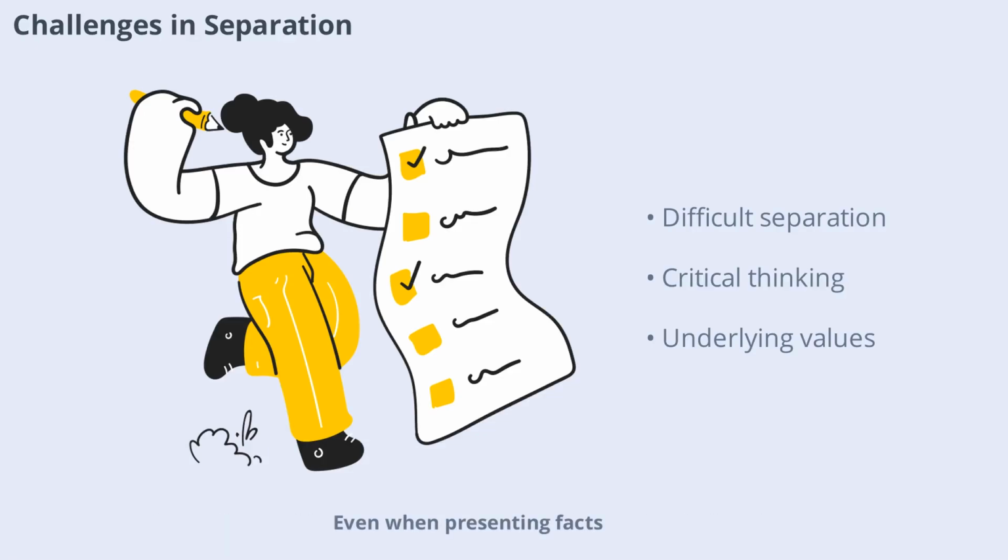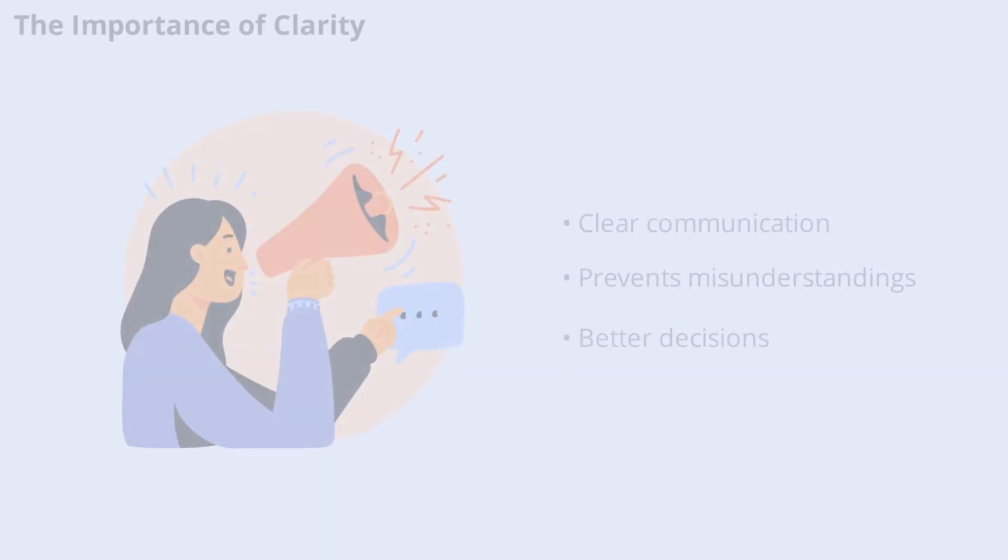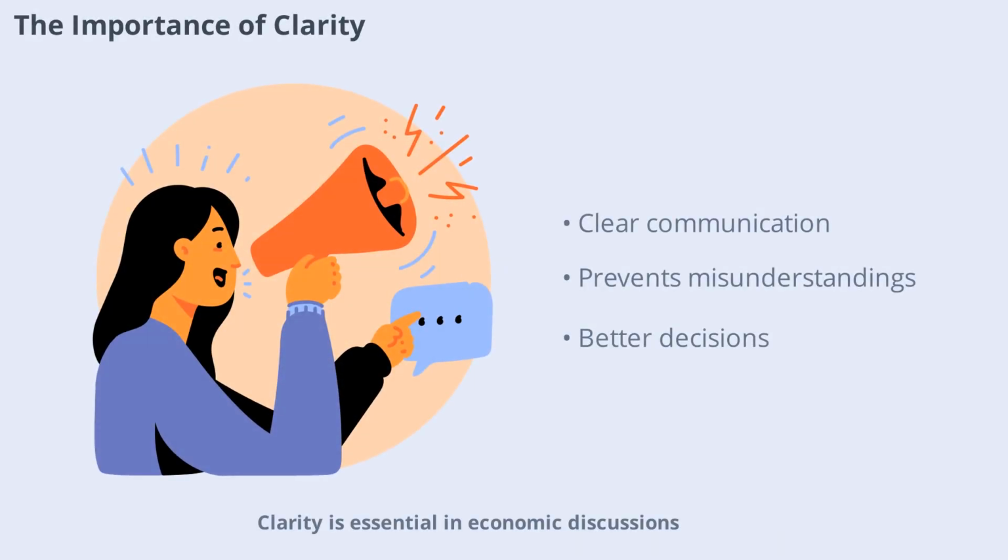Even when presenting facts, the choice of which facts to highlight can reflect underlying values. Being aware of this helps us approach economic analysis with a critical eye. Clarity is essential in economic discussions. By clearly distinguishing between positive and normative statements, economists and policymakers can communicate more effectively. This clarity helps prevent misunderstandings and promotes better decision-making.